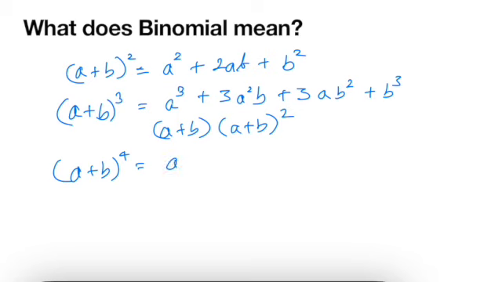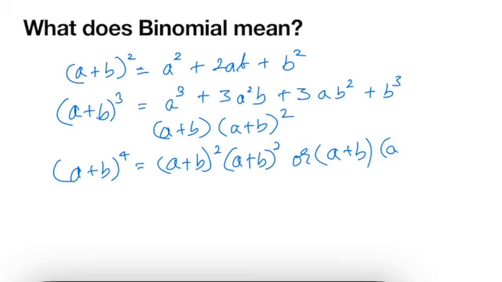We can either do a plus b whole square into a plus b whole square, or now that we know a plus b whole cube, we can do a plus b into a plus b whole cube. But we can imagine it's going to be quite cumbersome to calculate this. Is there a simple way to do it? Yes, we can do it.